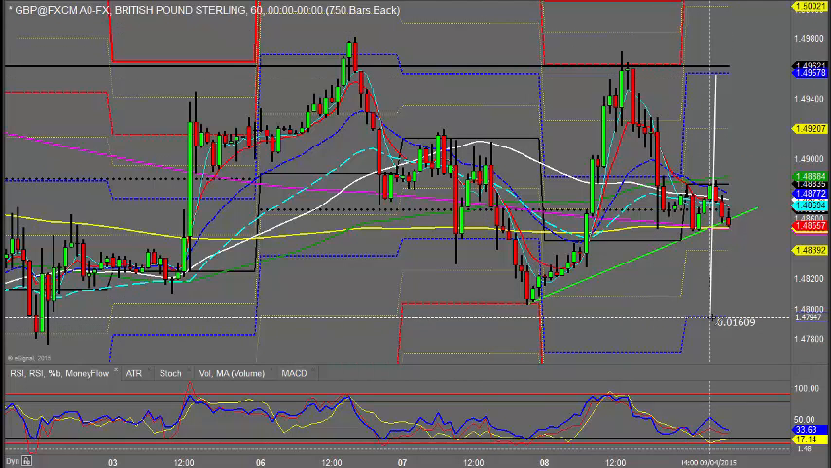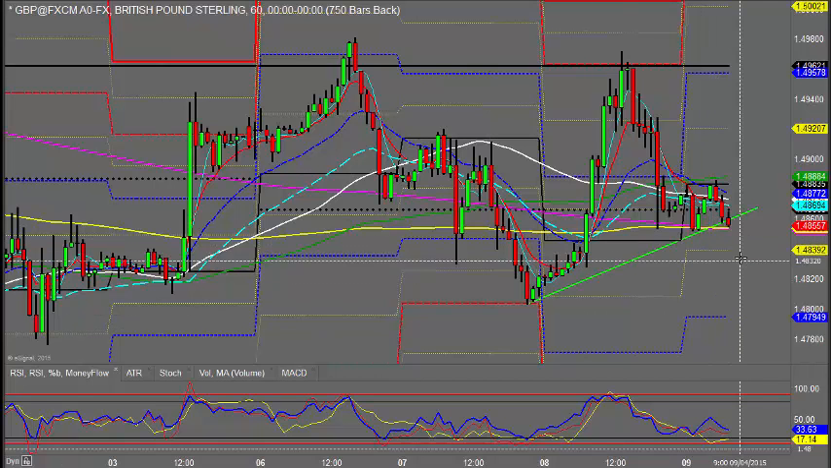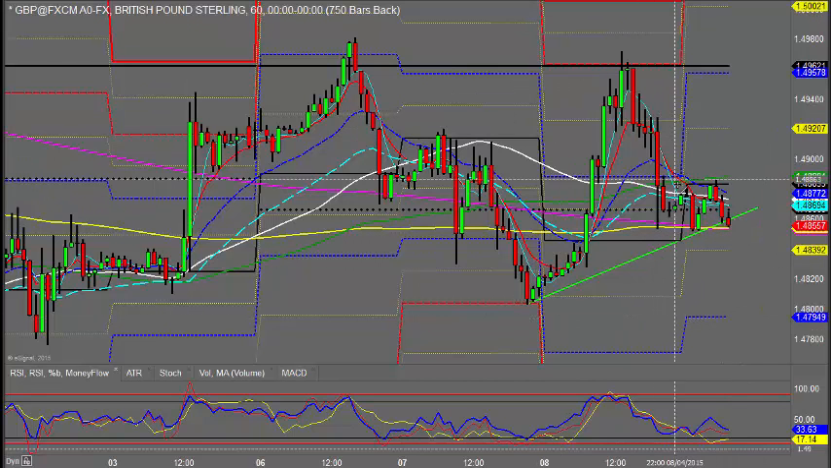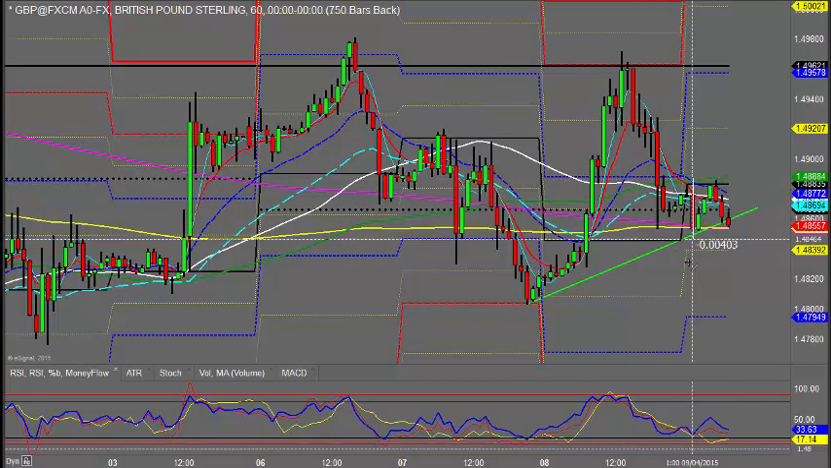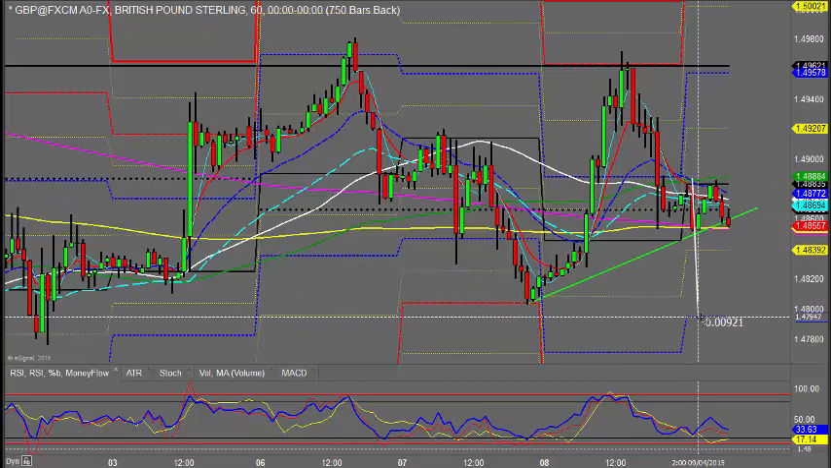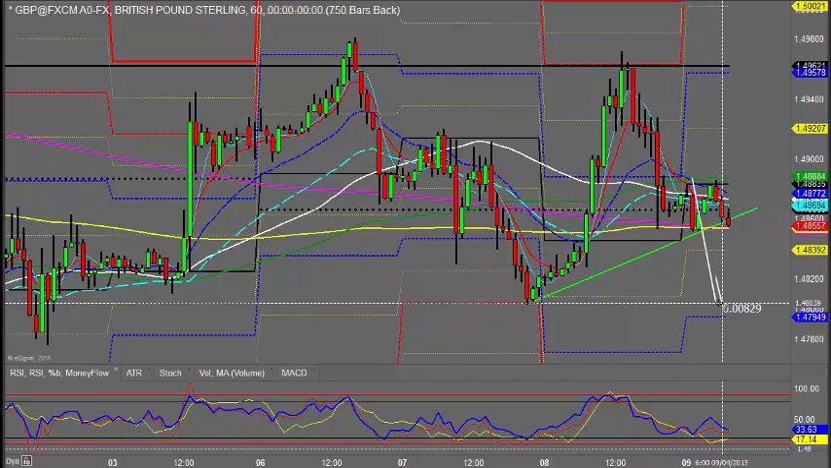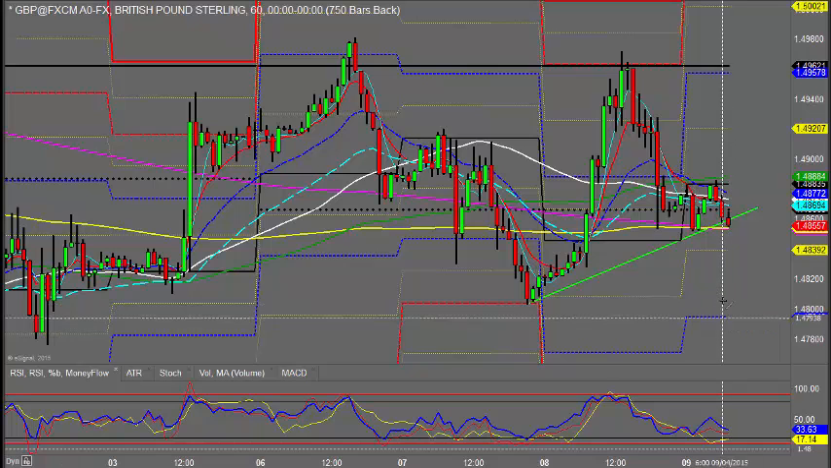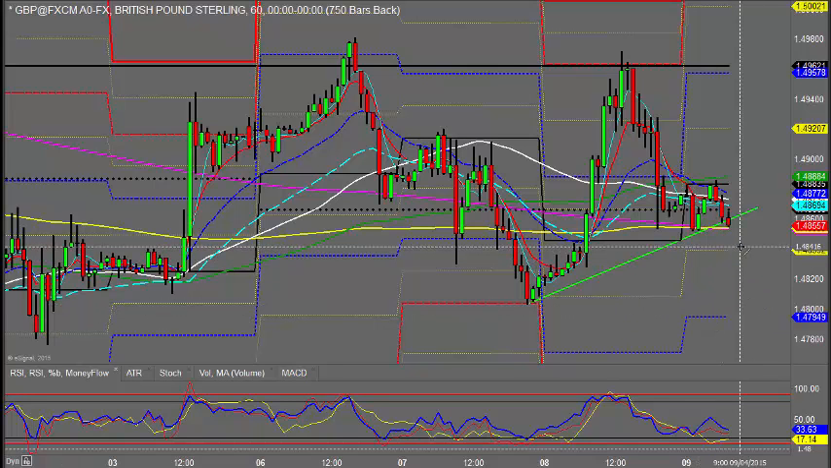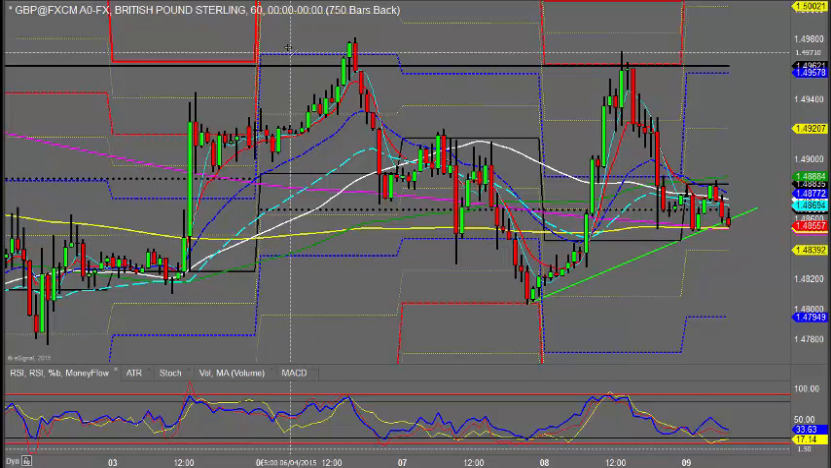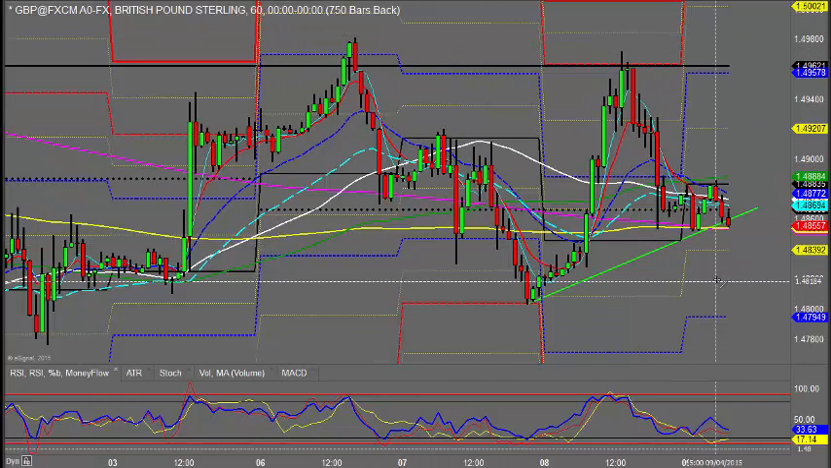Let's just check 160. So it may not get as far as that, but if it does have a decent day, certainly in the scope of where it is at the moment, if it did break down, certainly in the scope of getting back down towards those lows and maybe down to the S1. So there's a possibility. So that's the pound at the moment looking weak.